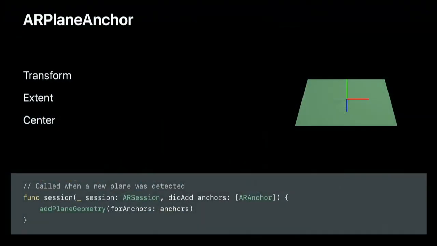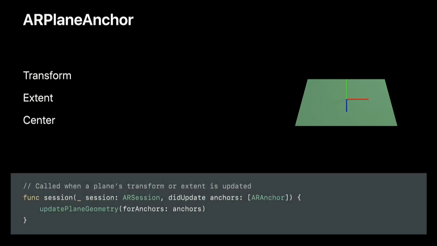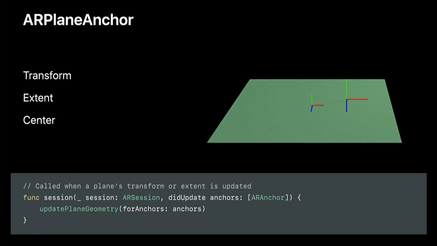So as the user moves their device around the scene, we'll learn more about this plane and can update its extent. When this happens, you will receive a delegate call session did update anchor, and you can use that to update your visualization. Notice how the center property actually moved because this plane grew more into one direction than another.